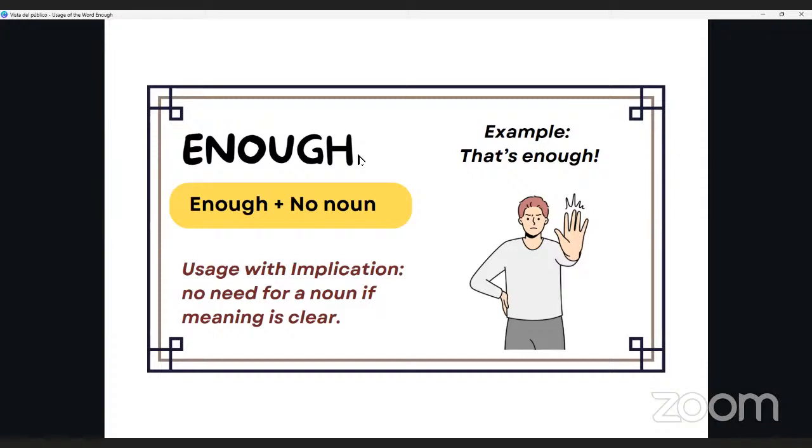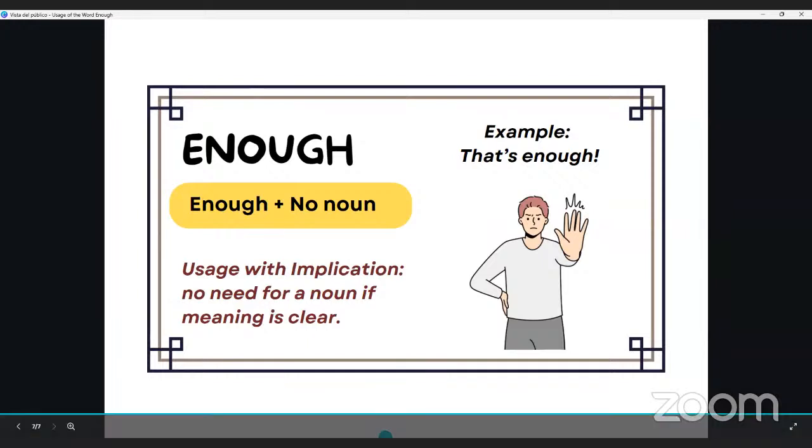It depends on the context, but anytime you hear this, that's enough, or just enough, that means stop. Stop doing what you're doing. Stop. That's the meaning here. It has a strong implication. En español, nosotros lo decimos como suficiente. Párale. That's the meaning here. So keep this one in mind, and all of the others. Do you have any questions about the word enough in general?